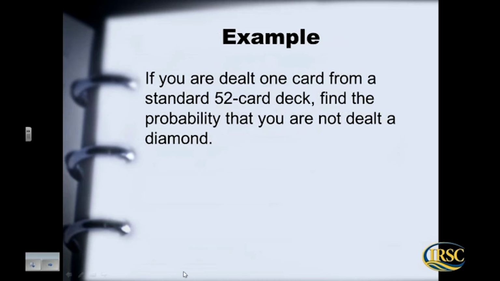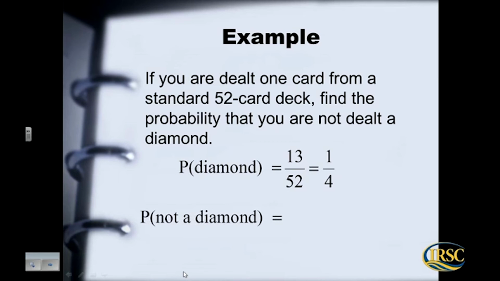So if you're dealt one card from a standard 52-card deck, find the probability that you are not dealt a diamond. So first of all, there's a lot of different ways we can do this problem. We can strictly look at what's not a diamond, but you could also just say, well, what's the probability of finding a diamond first? Because that might be easier to think about it that way. So the probability of selecting a diamond would be what? 13 out of 52, okay, which reduces to 1/4. So then the probability that you don't get a diamond, all you have to do is take 1/4 away from 1. So 1 minus 1/4 would be 3/4.